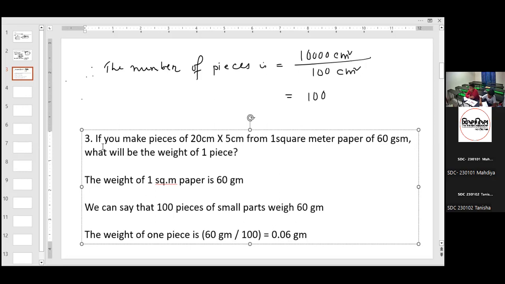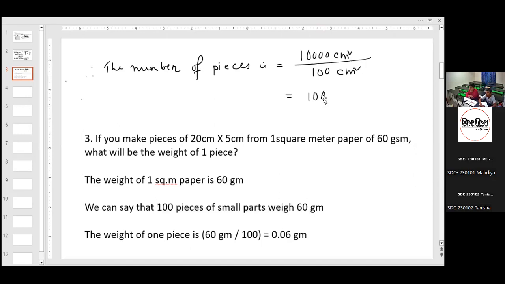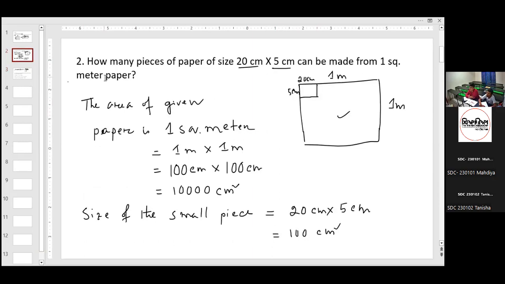If you are given this math, you must work it out, because we have written down that 100 small pieces weigh 60 gram. Now you must find out how many pieces you can get on that side, right?